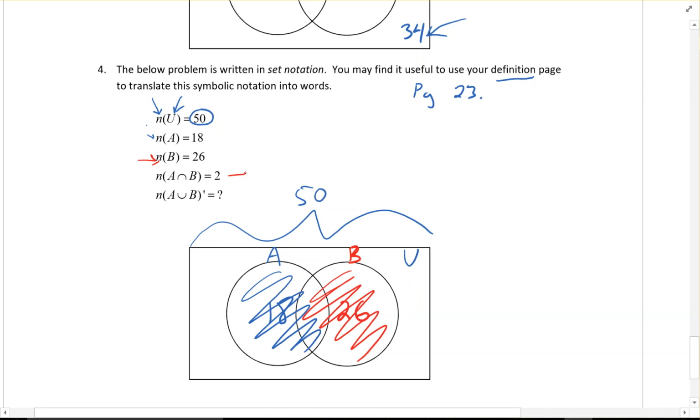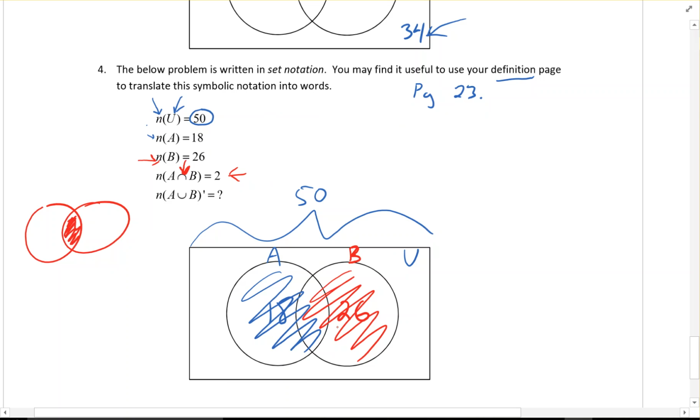This part here is where it's new, and that's on page 26. The way this reads is the number of elements in A intersection B. That upside down U is the intersection. When we talk about intersection, that's where they intersect. We're talking about that area, and that is 2 apparently.